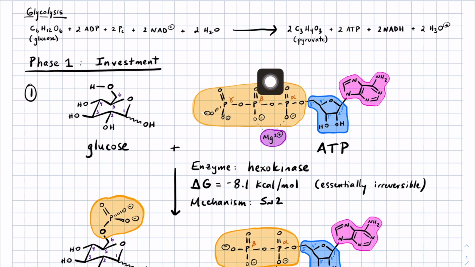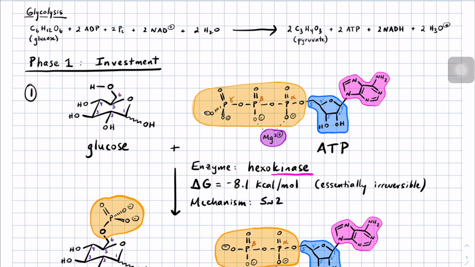Notice that the alpha and beta phosphates' negatively charged oxygens on those groups are chelated to a magnesium 2+ ion, which will end up making ADP a better leaving group. The enzyme that catalyzes this reaction, and I'd like you to know this, is called hexokinase. Kinase in general is the term we use for enzymes that use ATP to transfer a phosphate group onto something else. And then the hexo part tells you that this kinase acts on a hexose, like glucose.